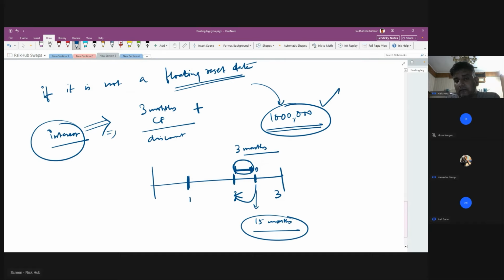Okay, I understood the calculation. Now, what is the logic of this reset? I'm asking in the actual world.